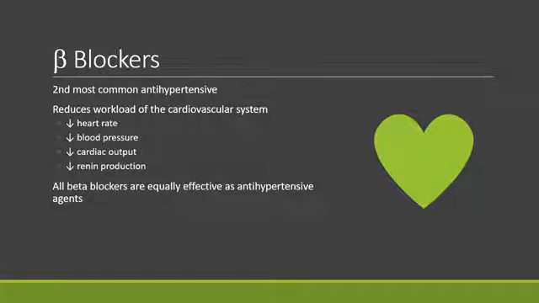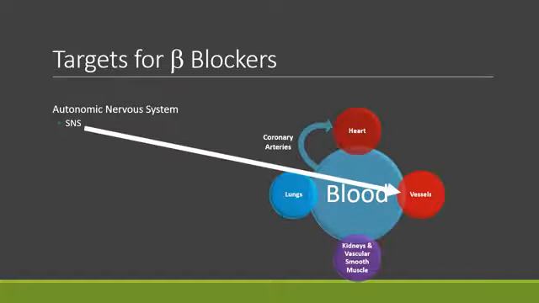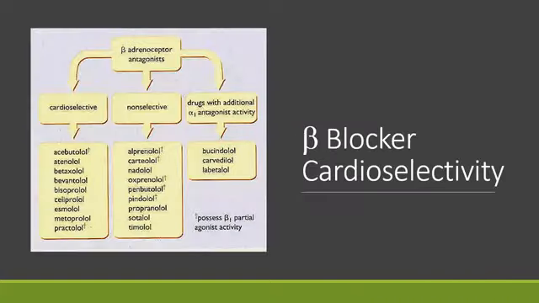And one of the things that's kind of interesting is when they've looked at the effectiveness of beta blockers, all beta blockers are equally effective as antihypertensive agents. Now, that doesn't mean they all have the same dose. They all have different potency, but at equal potent doses, their antihypertensive activity is all about the same. Now, in terms of the targets for our beta blockers, where do these medications work? They work in a couple of different areas. The sympathetic nervous system branch of the autonomic nervous system is the main component here. That's going to affect the blood vessels. It's also going to affect the heart as well as the kidneys.